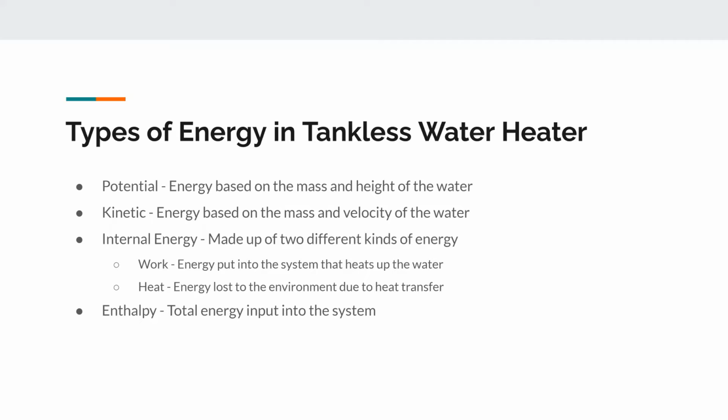In this section, I will go over the different basic types of energy present in our tankless water heater system. Potential energy is present in our system due to the water having to travel throughout the water heater and changing elevation while doing so. However, in our system, the water approximately enters and exits at the same height, so potential energy change is not present in the system.